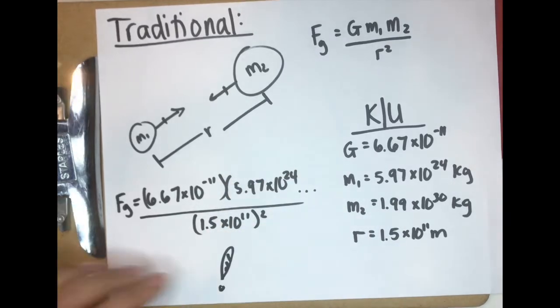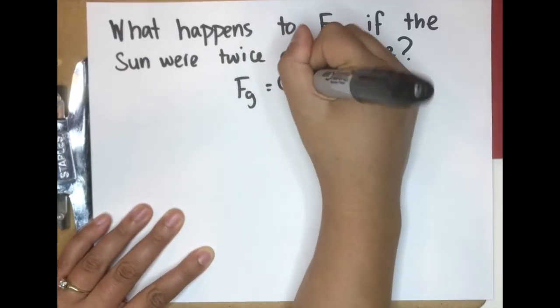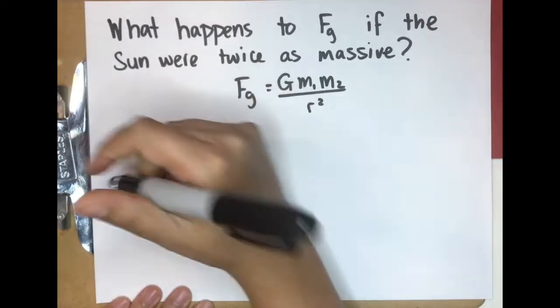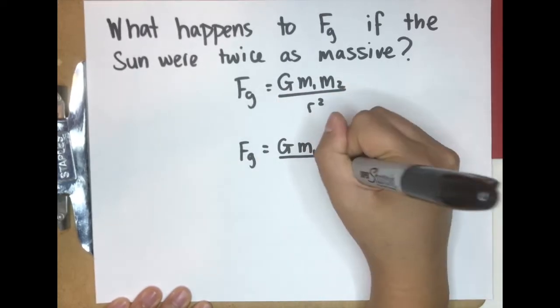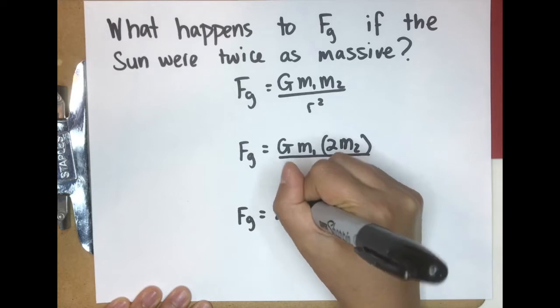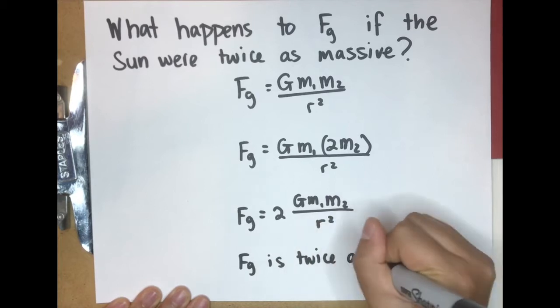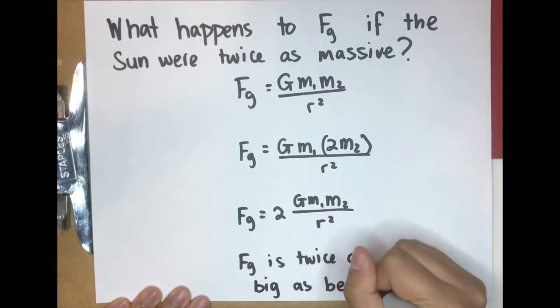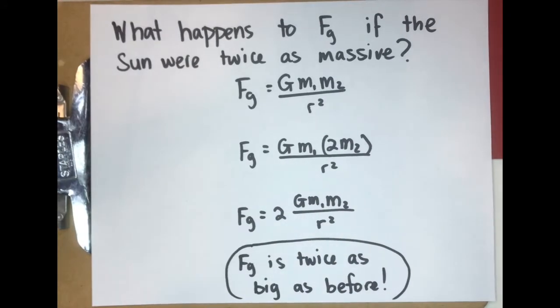So what are we going to do instead? Let's say we change the question up, and the question becomes, what happens to the gravitational force if the sun were twice as massive as the Earth? If the sun were twice as massive, the gravitational force would still apply. But m2, the mass of the sun, would get bigger by 2. That means, with some clever distribution, the entire gravitational force is twice as big as before. The 2 at the front of the equation indicates that the gravitational force has increased.